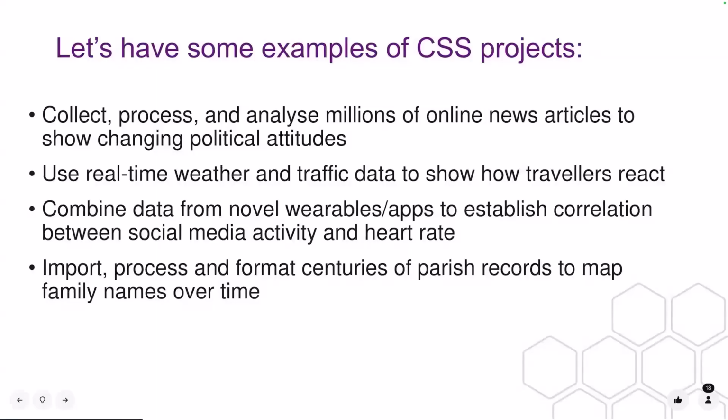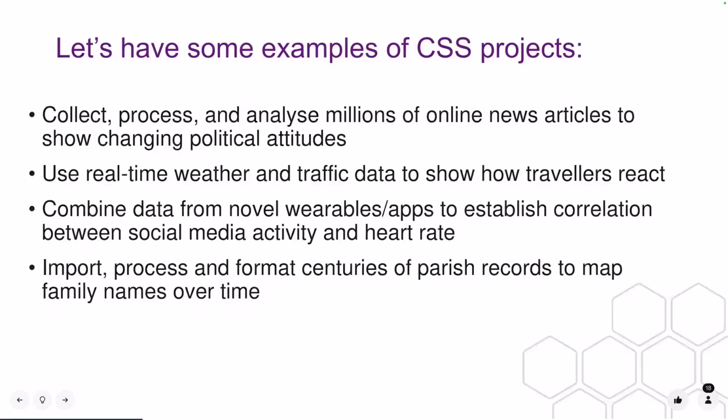So one example of a CSS project would be collecting, processing, and analyzing millions of online news articles to show changing political attitudes. So you can see how we have that social science thinking here to formulate our research question about political attitudes, but also we have that sort of computer thinking that's inherent in using a computational method. So in this case, we're going to be using web scraping, right? That's our CSS method to gather a massive amount of news articles.